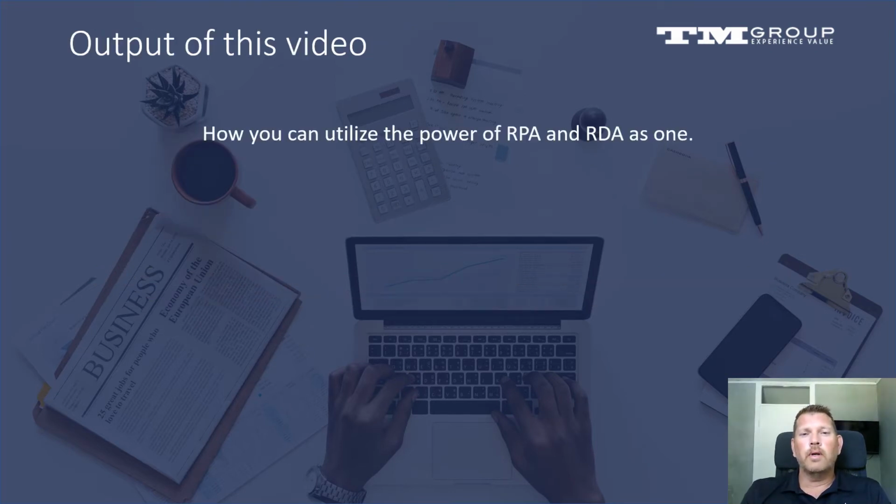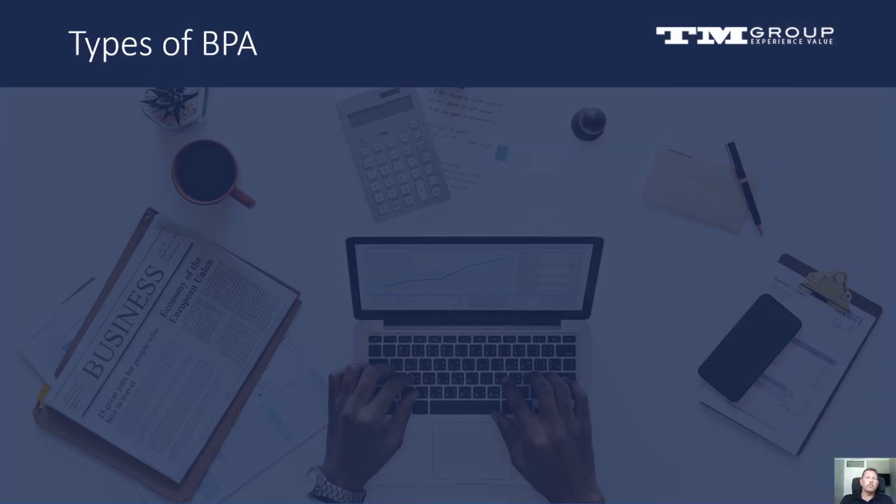And as I've done before, I like to create an output for each video, and here is the output of this video. The meaning of this is to show you how you can utilize the combined power of the RDA and RPA in a BPA process for your enterprise. So let's look at the different criteria one more time.